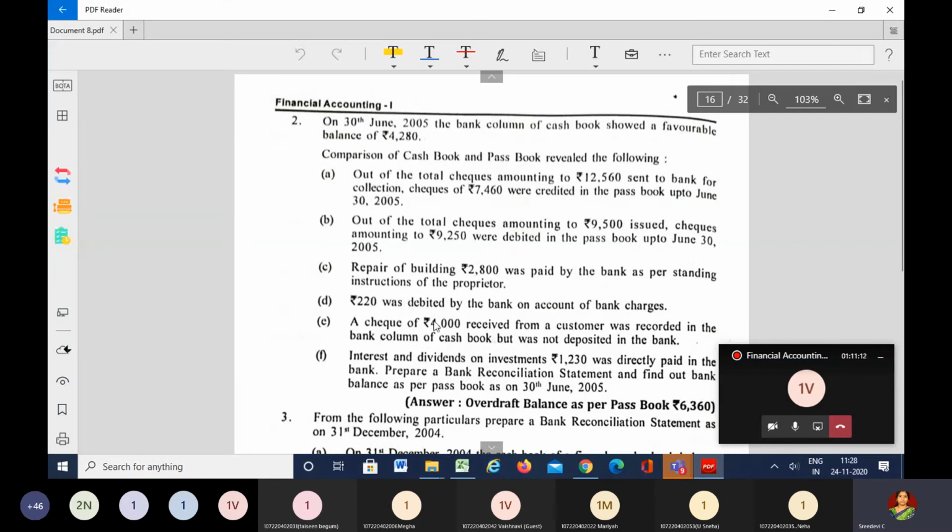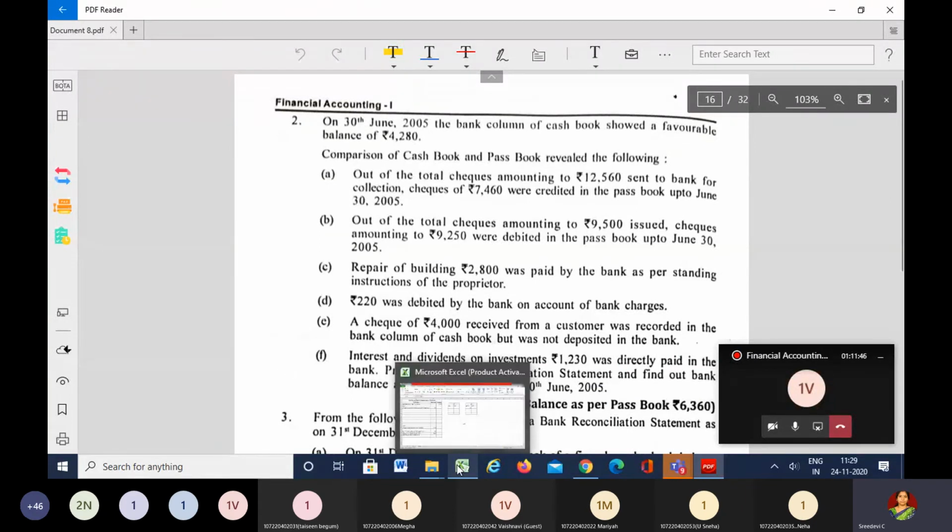Still many of you are, I think, not following. Okay, a check of rupees 4,000 received from a customer. So here the business has received a check from one of its customers and was recorded in the bank column of the cash book. Okay, the check has also been recorded in the cash book but was not deposited in the bank. So whenever you receive the check, immediately we write it in the bank column, right? So you should assume that it has already been recorded in the bank column of the cash book, but it has still not been sent to the bank for collection.